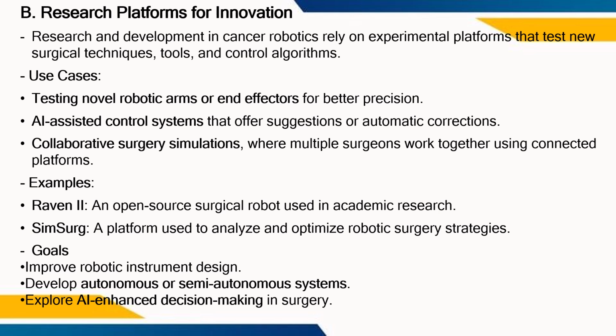Examples are Raven 2, an open source surgical robot used in academic research, and SimSurge, a platform used to analyze and optimize robotic surgery strategies. What are the goals of this? To improve robotic instrument design, develop autonomous or semi-autonomous systems, explore AI, and enhance decision-making in surgery.